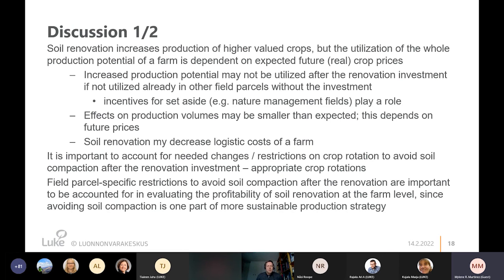Discussion points. We have found that increased production potential must have some use, so if a farmer improves the soils, there should be a reason, so that the farmer has an idea what to produce then. If a lot of set-aside or environmental set-asides, then maybe this compacted soil is okay, so that a farmer doesn't need the soil so much. If not very intensive cultivation in the beginning, there is not so much point in investing in soil renovation. And it is important to avoid soil compaction later, so we must have good crop rotations to avoid soil compaction later.